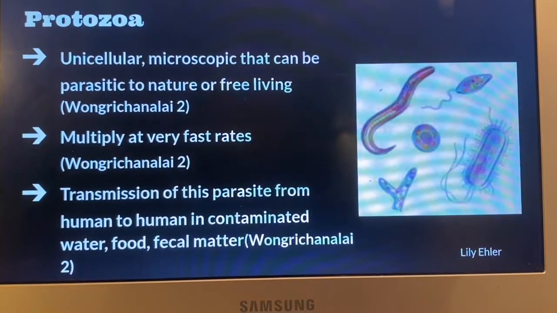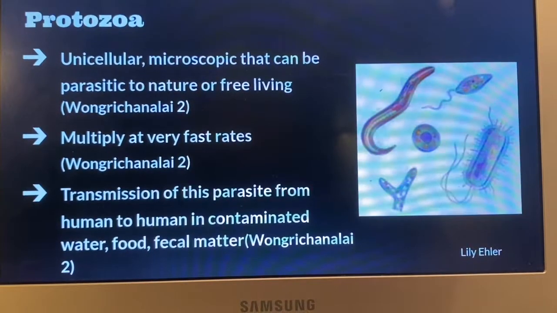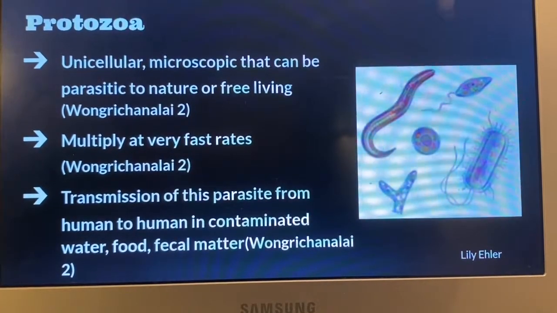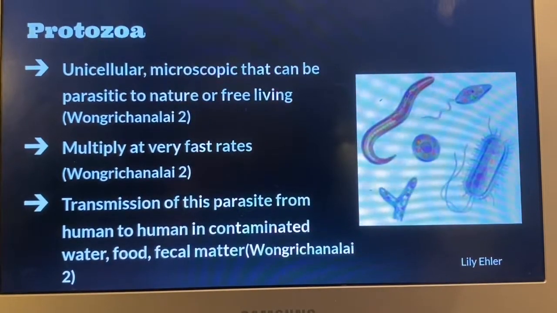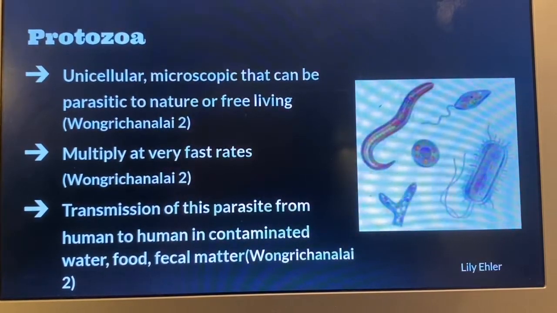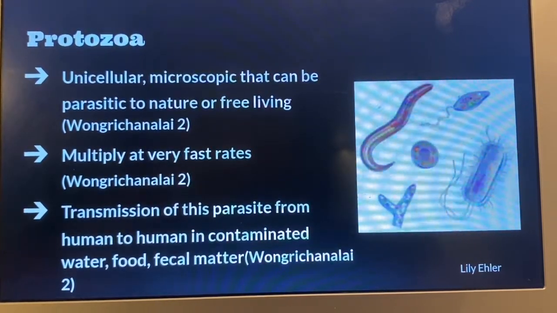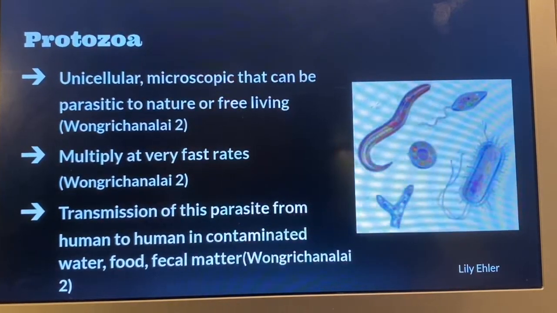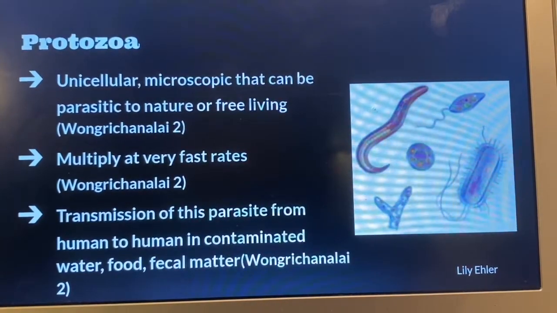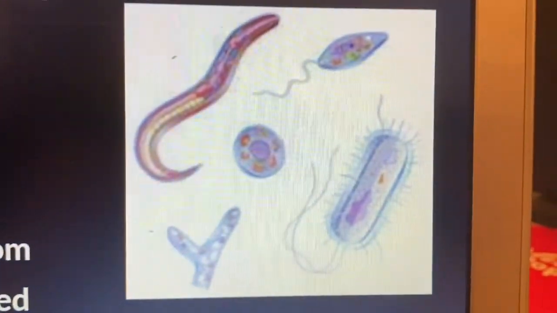There are 3 different types of parasites, and the first one is protozoa. They're unicellular and microscopic, and they can be parasitic to nature or free-living. The protozoa multiply at very fast rates, and they're transmitted through contaminated water, food, or fecal matter. There are also different shapes and sizes, like all parasites, so one may look like a worm while the other doesn't.